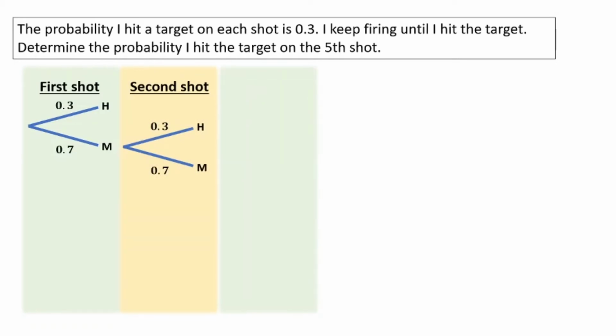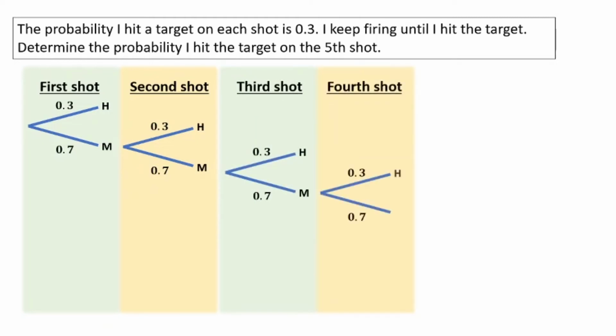If I miss, I'll take a third shot. If I miss again, I'll take a 4th shot, and we're interested in the probability that we hit on the 5th shot. So the 5th shot, very similar branches. I didn't need to follow any of the hits through, I just followed through the misses.